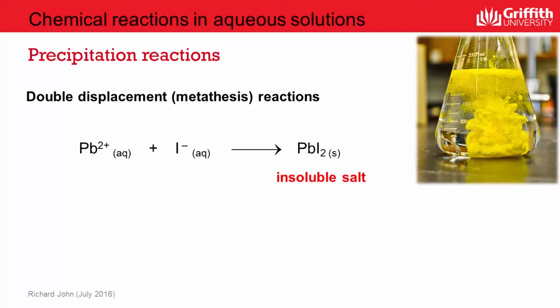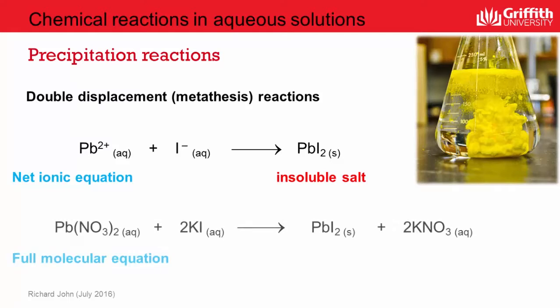We can predict that from our solubility rules. We know that most iodide salts are soluble, with the exception being the big three of silver, lead, and mercury, and this is one of those exceptions. This equation up here is the net ionic equation for that precipitation reaction, and there's the full molecular equation written out. We'll deal with both of those in just a moment in more detail.